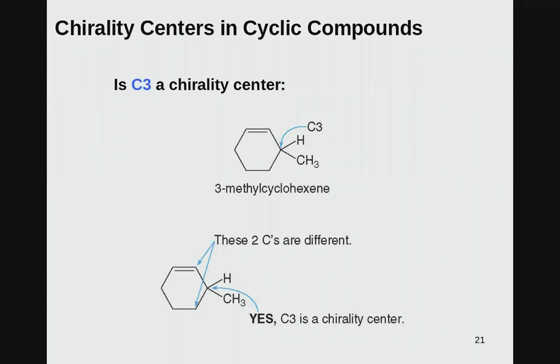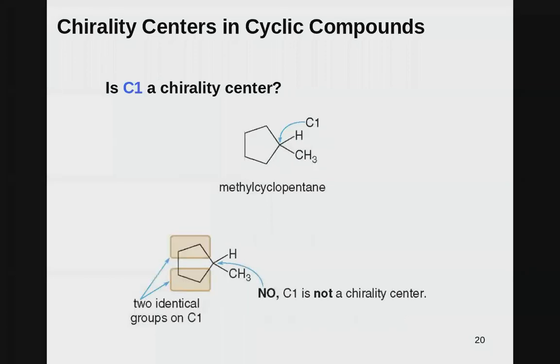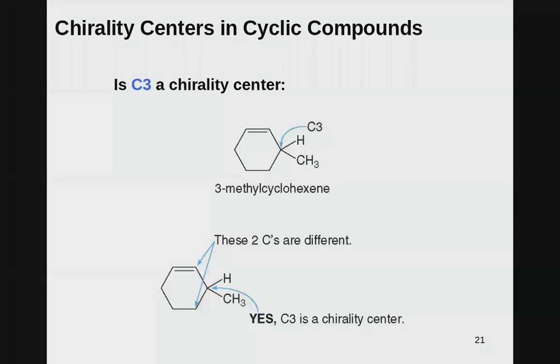Now, is C3 a chirality center? Well, we have 3-methylcyclohexene. We have the double bond, and the 3 is because this would be carbon 1, 2, 3. There's a methyl group coming off carbon 3. Now, the question is, where's the chirality center here? Well, C3 is the chirality center. If this is a chirality center, which it tells you yes, so I'm kind of giving away the answer, what's coming off this? Well, we have a carbon here, a double bonded carbon here, a hydrogen, and a carbon here, 4 different groups, thus this has to be a chirality center.